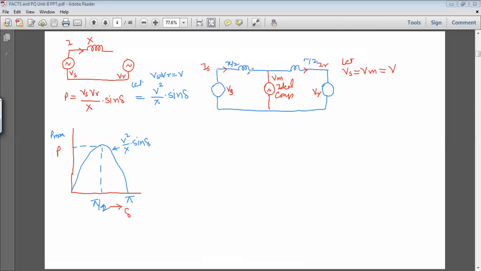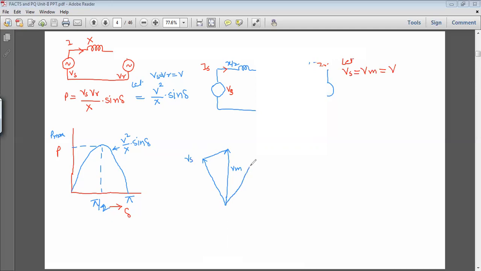Now what is the phasor diagram under such condition? We'll try to develop the phasor diagram. This is the midpoint voltage Vm. Somewhere here is the sending end voltage Vs. Similarly here is the receiving end voltage Vr. No doubt their magnitude is the same, and this part is I into X upon 2. Similarly, an equal part on the two sides.